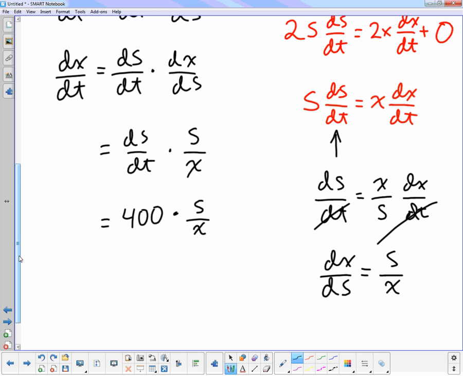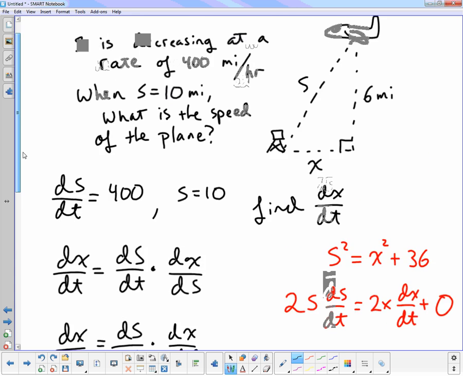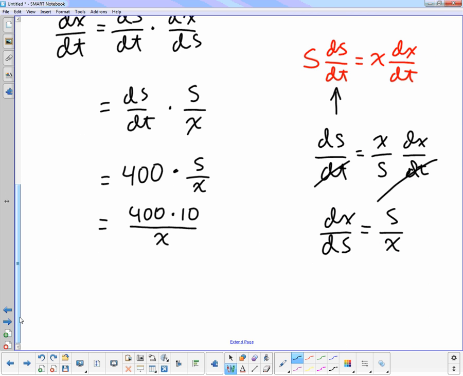Now, s and x, we know s. S is how much? 10. When s is 10, what is x? How do we get x now? Go back into the Pythagorean theorem and find it. And according to the Pythagorean theorem, 100 minus 36 is 64. So it's 8.